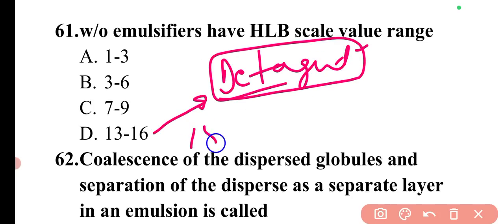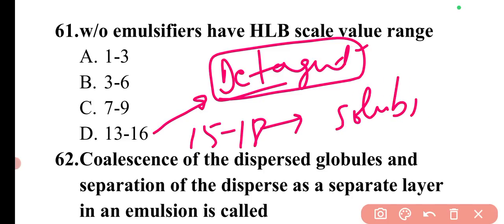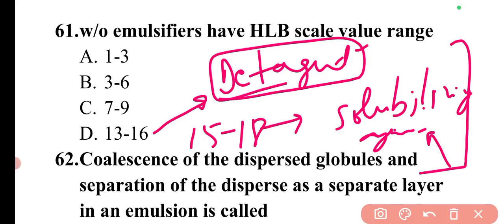If the value is slightly higher, like 15 to 18, then it becomes a solubilizing agent. So you can see there is a shift from oily nature to hydrophilic nature. Now it will start solubilizing. So these are the main important values for the HLB scale. All values you need to remember.